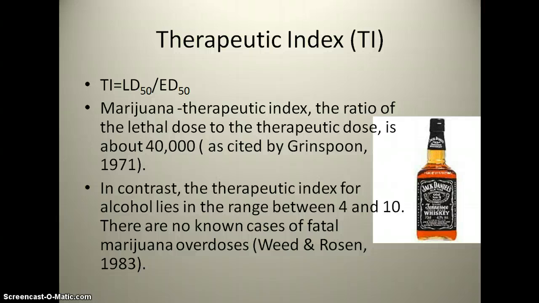In contrast, if we look at something like Jack Daniels, alcohol, the range is between 4 and 10. And alcohol can be very, very lethal. So the therapeutic index for alcohol is pretty small. There have been no known cases of fatal marijuana overdose.